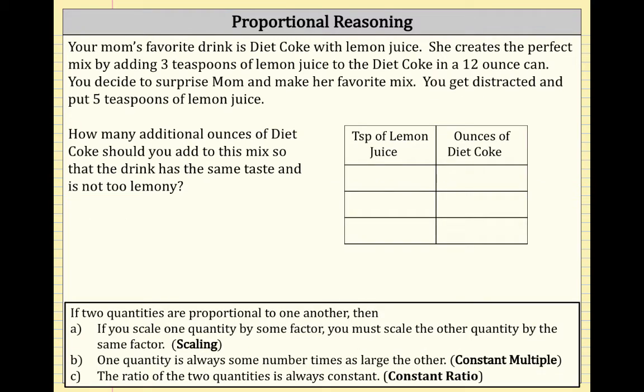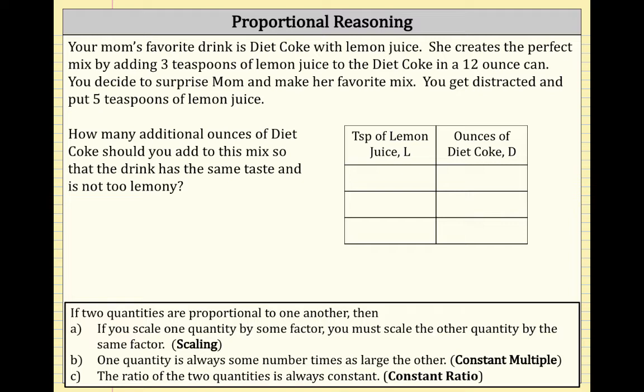Your mom's favorite drink is Diet Coke with lemon juice. She creates the perfect mix by adding 3 teaspoons of lemon juice to the Diet Coke in a 12-ounce can. You decide to surprise Mom and make her favorite mix. You get distracted and put in 5 teaspoons of lemon juice. So how many additional ounces of Diet Coke should you add to the mix so that the drink has the same taste and is not too lemony?